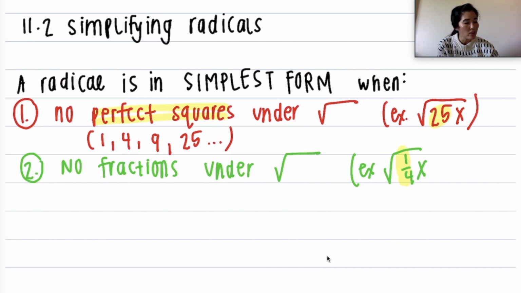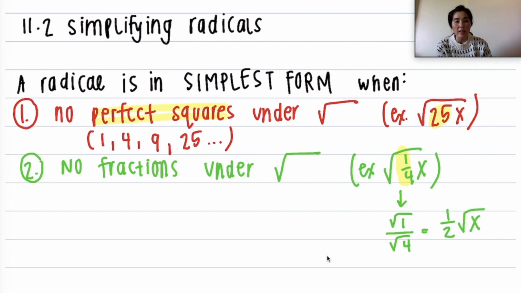In the case of something like this, what we'll look at later, hopefully you guys remember, is that this is actually asking for the square root of 1 over the square root of 4, which you can simplify to 1 over 2, and then that square root of x is going to stay inside, and we'll talk about that later. But again, we want to work to get rid of fractions, so that is number 2.